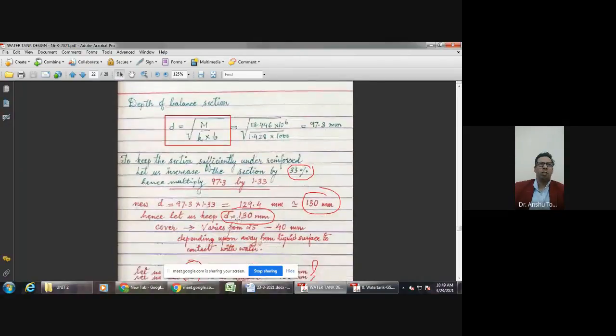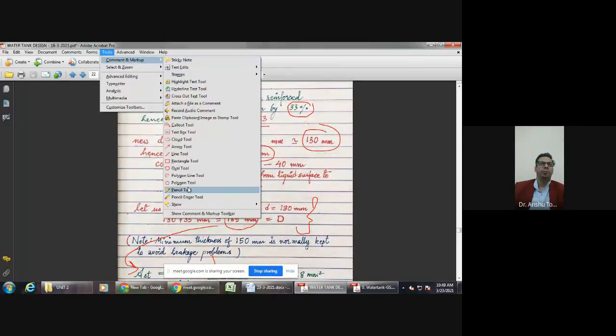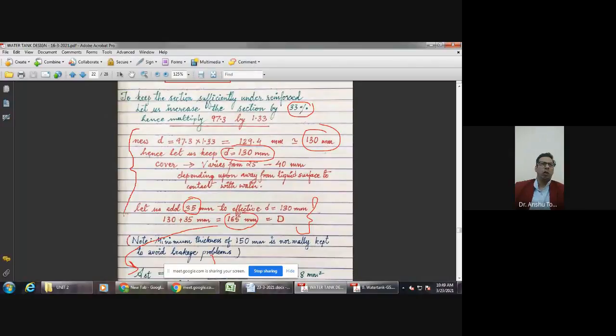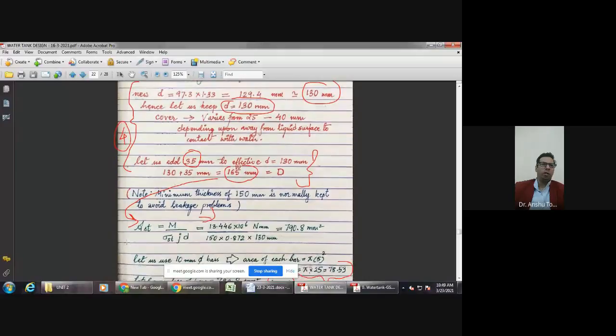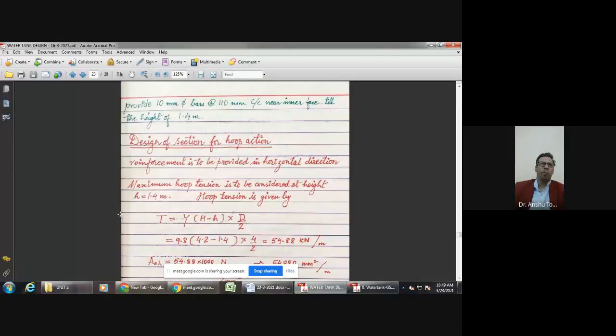Now we have seen this was the third and this was the fourth step. This was our fourth step and this was the fifth step in the design procedure. Now we have got design of section for hoop action. This becomes our sixth step. Reinforcement is to be provided in horizontal direction.